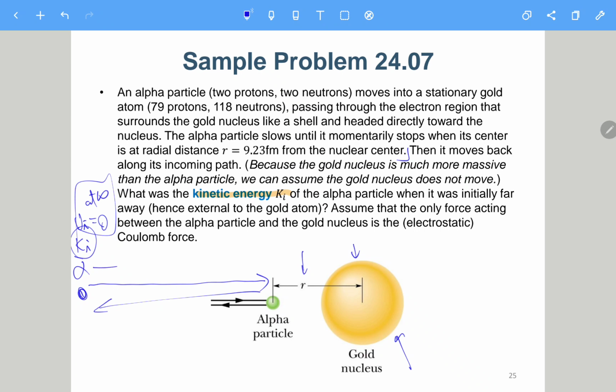Then as it moves closer to the gold nucleus, the kinetic energy transfers to potential energy. It becomes slower and slower until this point, where Kf, the final kinetic energy, is zero. All the kinetic energy transfers to potential energy. So this is the maximum potential energy, which should be equal to Ki. In this problem, we can use conservation of energy. It was far away, and we assume the only force acting between the alpha particle and the gold nucleus is the electrostatic Coulomb force.